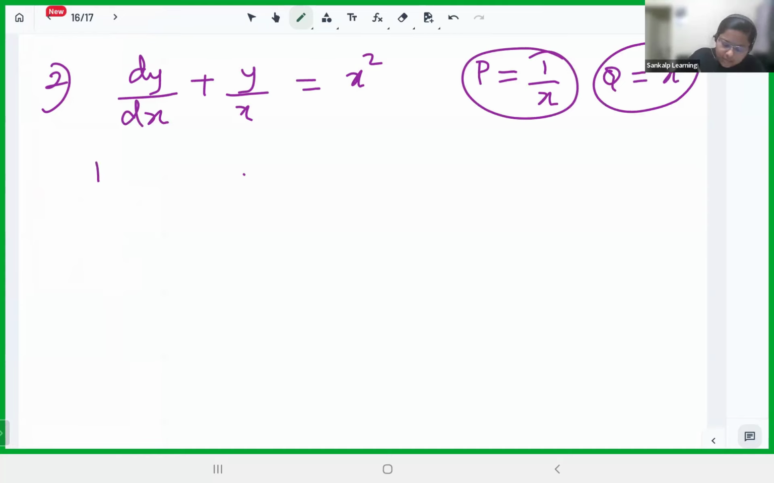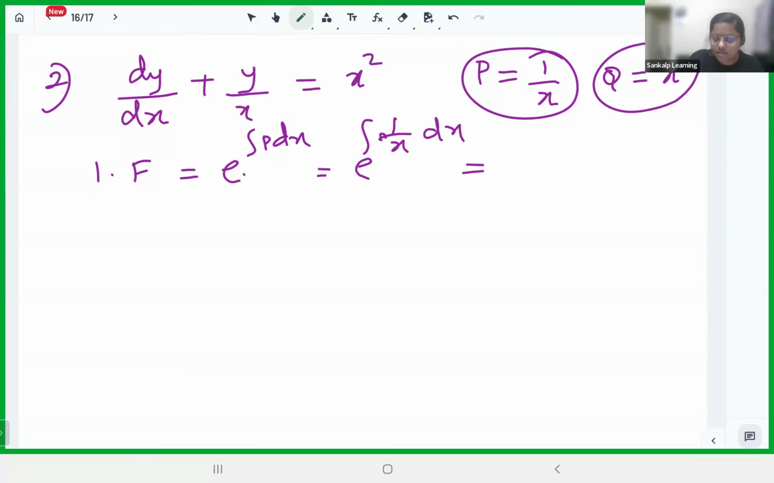First we need the integrating factor. Integrating factor is e raised to integral p dx. This is e raised to integral 1 by x dx. What is integral 1 by x? It is log x, so e raised to log x. What is e raised to log x? It is nothing but x, by the property of log and exponential.